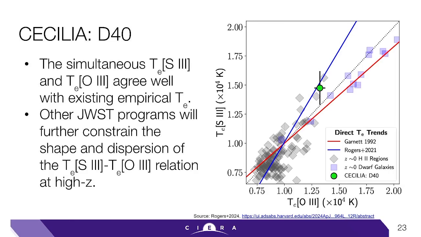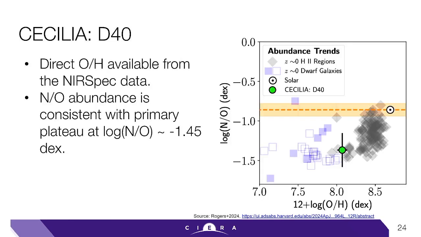But using our directly measured temperatures, we can calculate the direct abundances of D40 from the NIRSpec data alone. And this is the nitrogen-to-oxygen versus oxygen abundance diagram for, again, these high metallicity H2 regions, low metallicity galaxies, and D40. Here, the open blue squares are low metallicity galaxies that are missing a direct measurement of the intermediate ionization zone temperature. And what we see is that the N/O relative abundance in D40 agrees very well with the primary plateau established in the local universe. This is to say that D40 has been enriched by massive stars and primarily metal-poor intermediate mass stars, such that we don't see this increasing secondary enrichment of nitrogen.